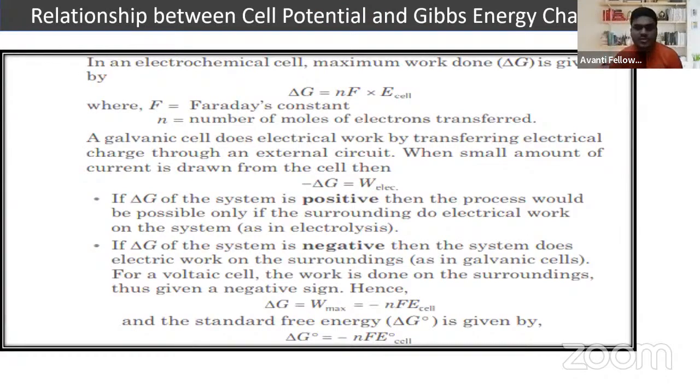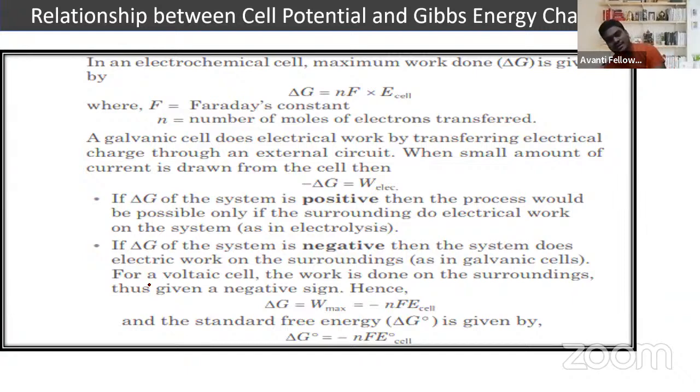Next, what is the relationship between the cell potential and the Gibbs energy change? In an electrochemical cell, the maximum work done, delta G, is given by delta G equals nF times E cell, where F is the Faraday constant and n is the number of moles of electrons transferred. A galvanic cell does electrical work by transferring an electrical charge through an external circuit. When delta G of the system is positive, the process is possible only if the surroundings do electrical work on the system, as in electrolysis. When delta G is negative, the system does electrical work on the surroundings, as in a galvanic cell. So for the galvanic cell, work is done on the surroundings, thus given a negative sign. Hence delta G equals minus nF E naught cell.